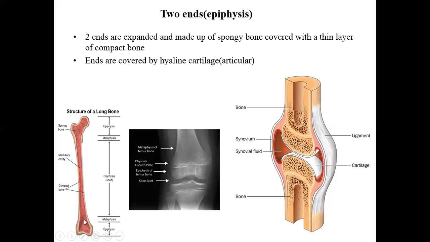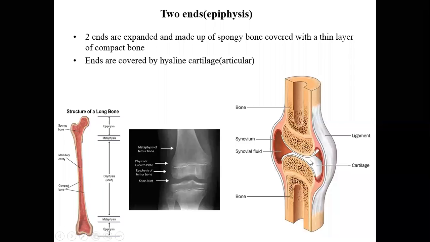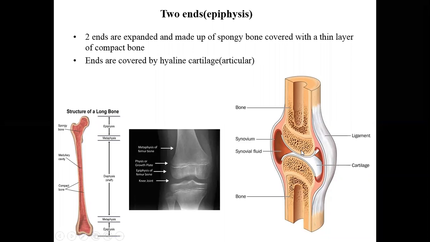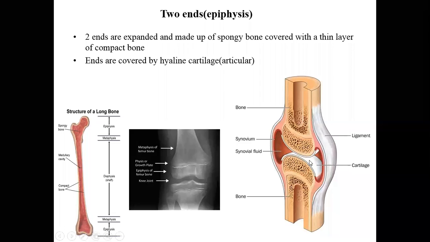Now the ends are covered by hyaline cartilage. This area is going to get covered by hyaline cartilage. This area also hyaline cartilage. Here this white colored area is the cartilage. This is the articular end of this bone. This is the articular end of this bone. So they are covered by articular cartilage, or you can say where it is going to form the joint, there it is having articular cartilage. Articular is a term which is used for joint.